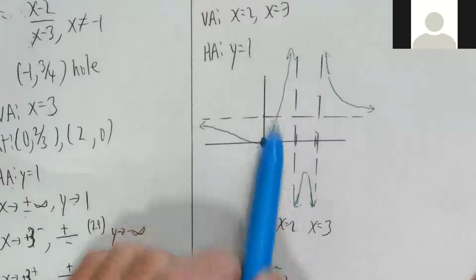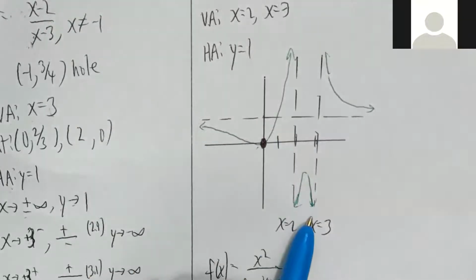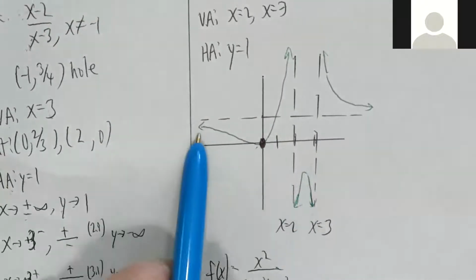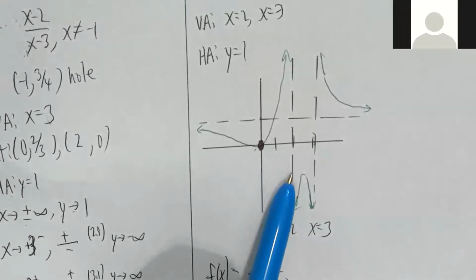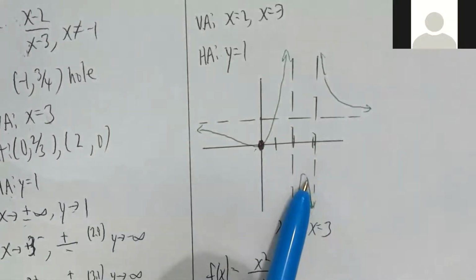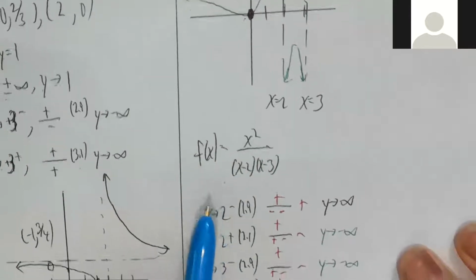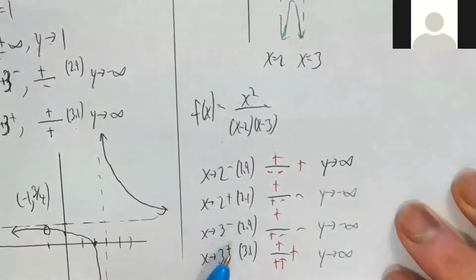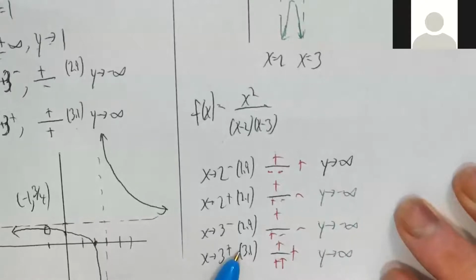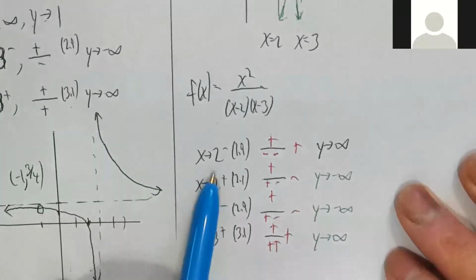Okay, so I have an asymptote x equals 2. I have an asymptote x equals 3. How do I get the rest of the graph? So what happens a little bit to the left of 2, a little bit to the right of 2, a little bit to the left of 3, a little bit to the right of 3? So I picked 1.9, 2.1, 2.9, 3.1. Do my sign chart.